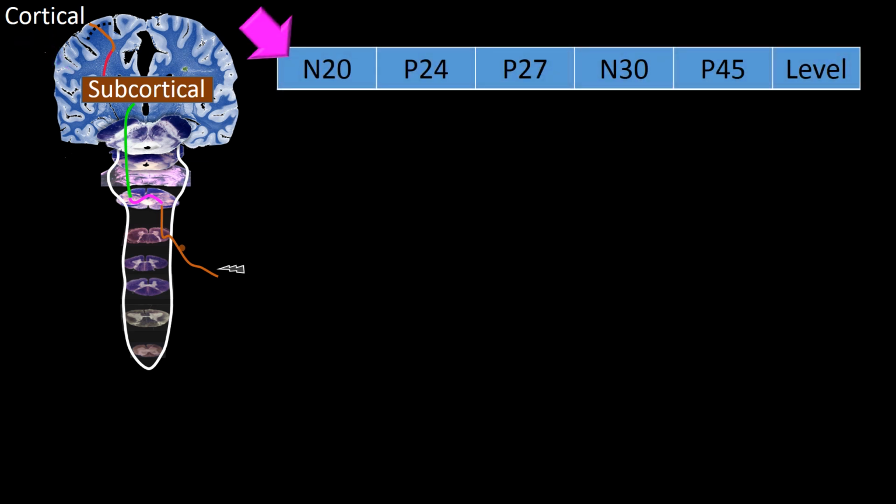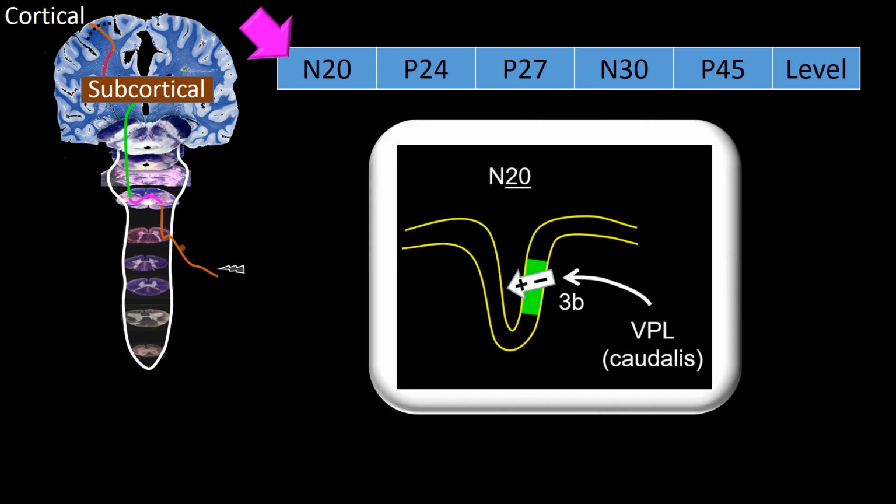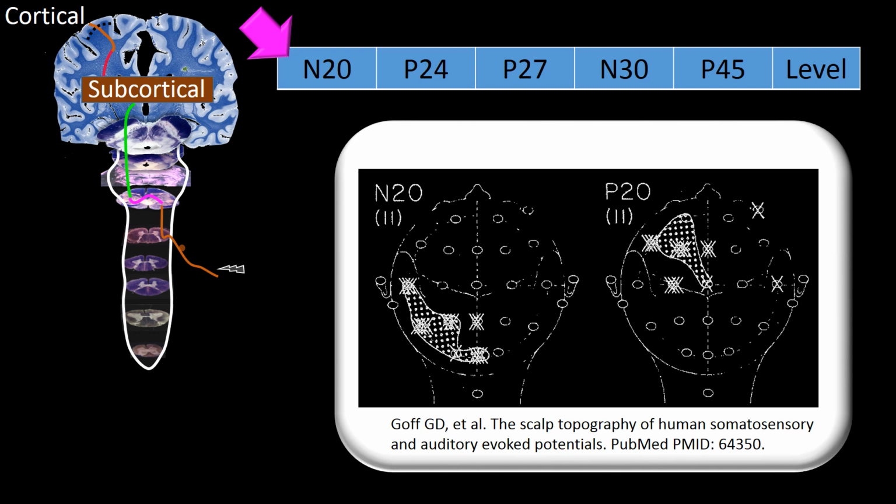These potentials are N20, which result from the arrival upon area 3 of the cortex, that is area 3B of the cortex, of thalamic input. N20 is maximal behind the central sulcus in the parietal region. P20, the positive pole of the same dipole producing N20, is maximal in the frontal regions.